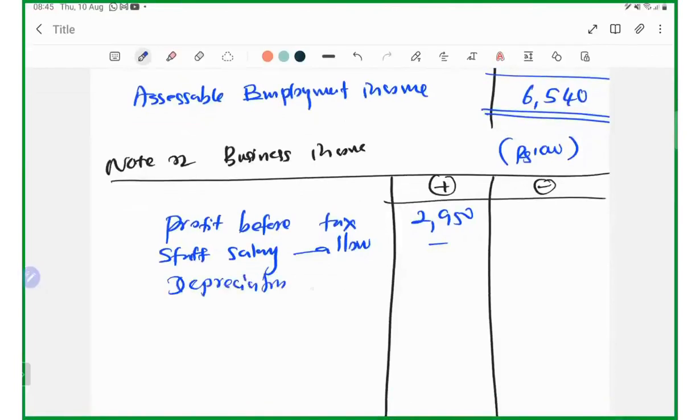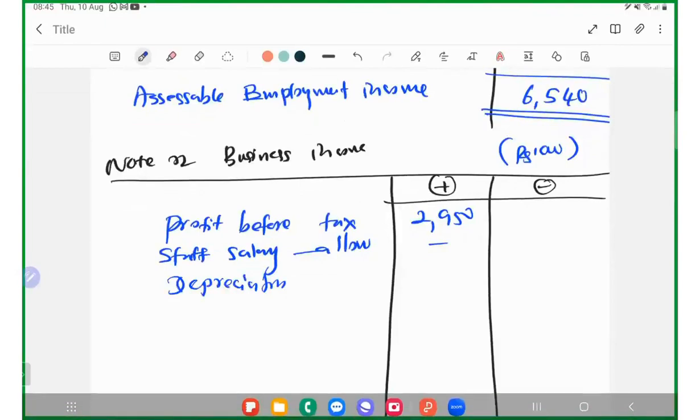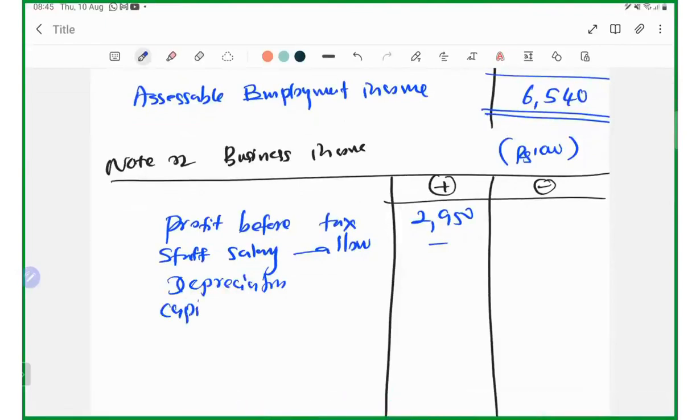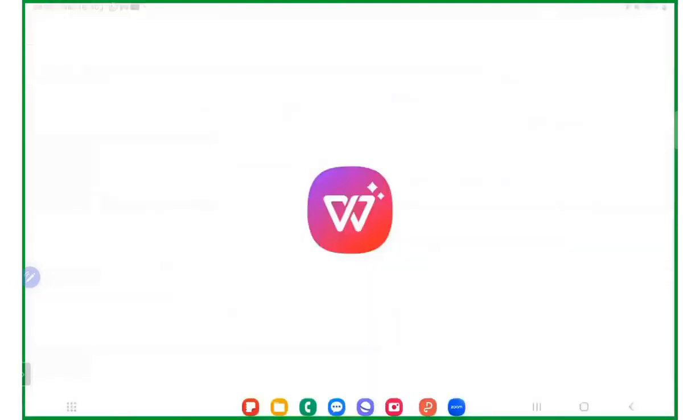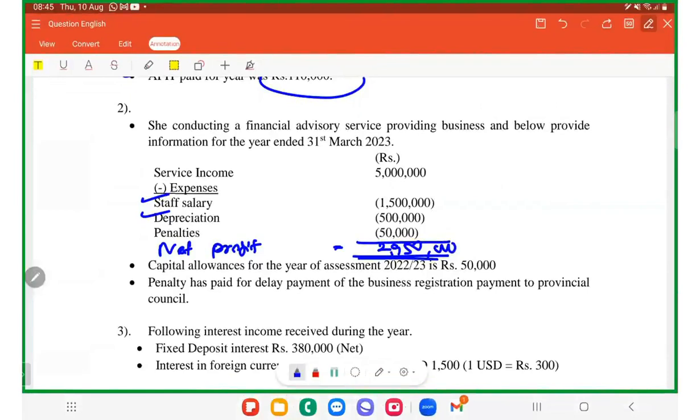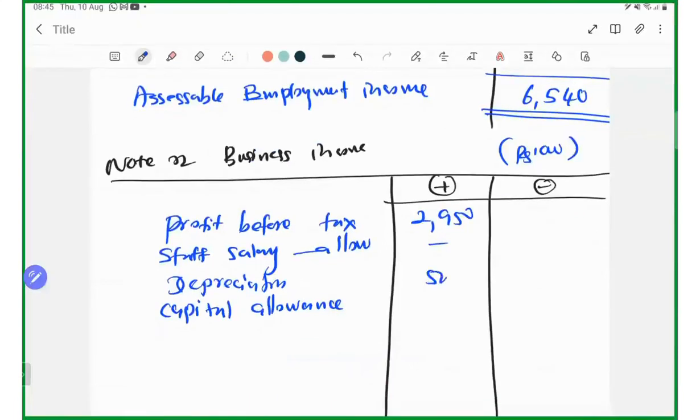The depreciation you have to add back. Instead of that, you can get the capital allowances if the information is given. We'll see if the capital allowance is available. So depreciation is 500,000 and the capital allowance given is 50,000 per year of assessment. So depreciation you have to add back, and the capital allowance you can take as a deduction.